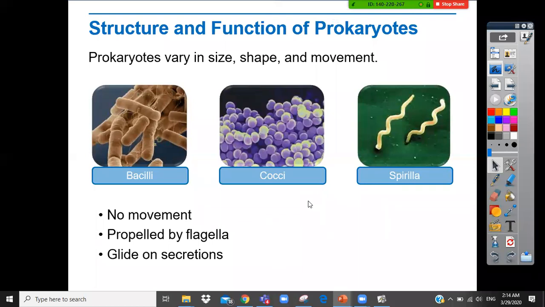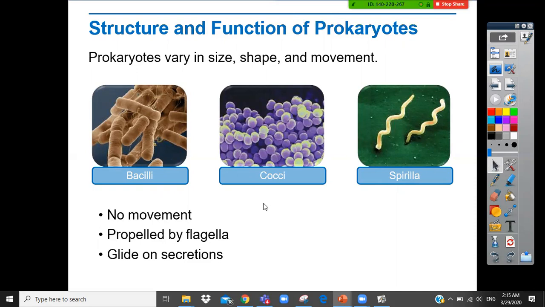Prokaryotes are not the same. They can vary in sizes. They have different sizes, different shapes, and also their movement is different. If we look at these three pictures, we have different shapes of prokaryotes. This is the bacilli shape that looks like a rod. This is the cocci or spherical shape. This is the spirilla shape, which has a spiral shape.